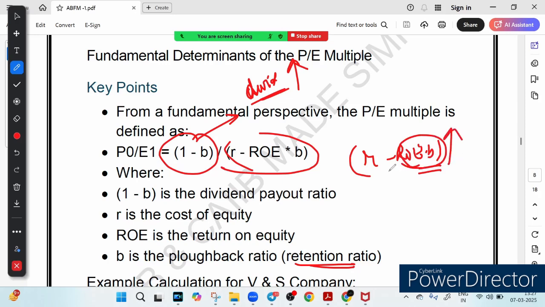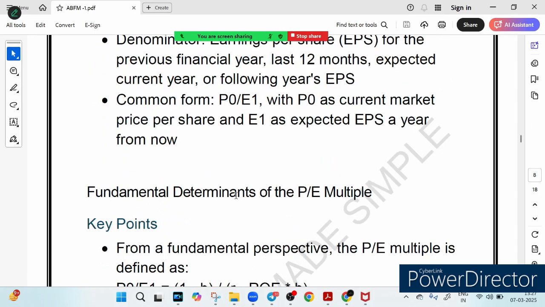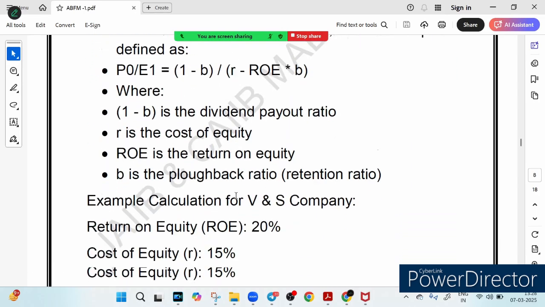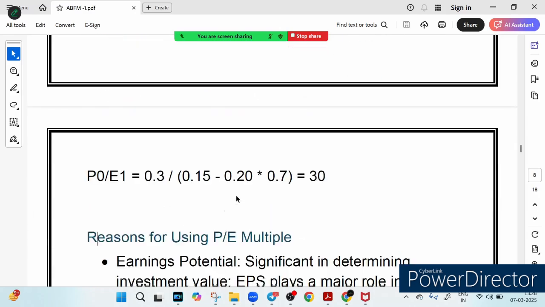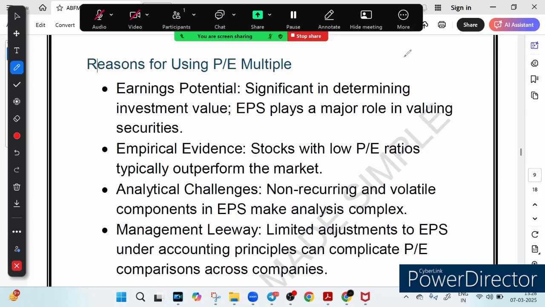So if B is higher, this ratio will be smaller, so PE will be higher. If the company is willing to reinvest, obviously this ratio will become higher. So I hope this makes sense. If return on equity is higher, obviously the investor will be paying more. That is the point. If the dividend payout ratio is higher, retention is lower. So you can remember it like this, very easy to understand.